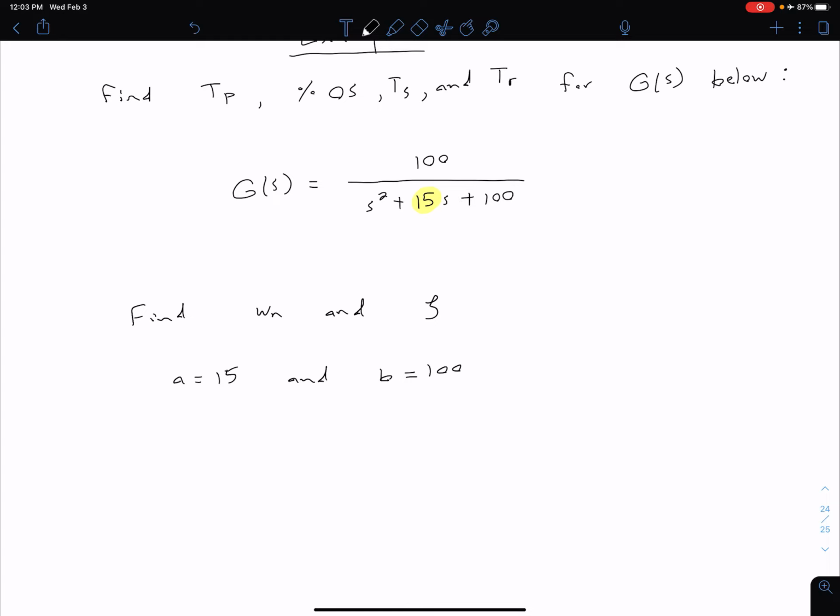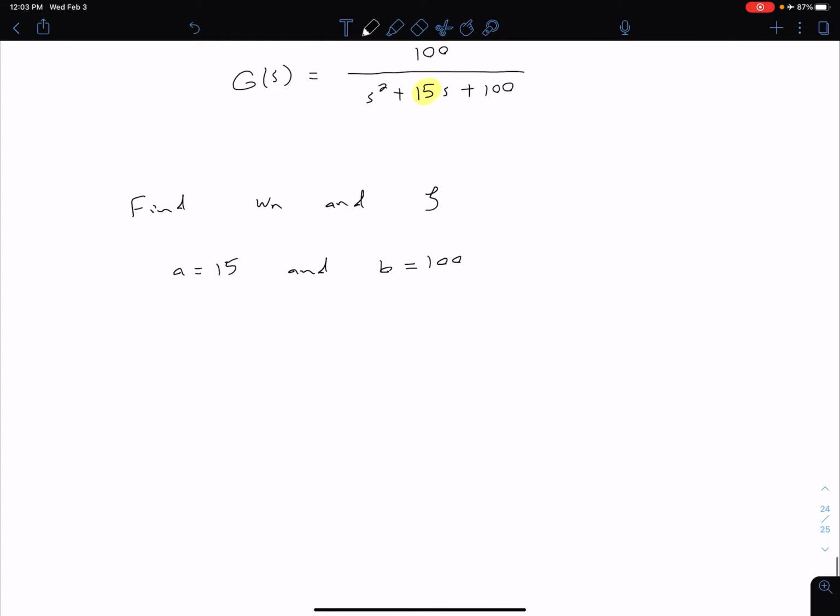So what we can do then is use equations we had found previously that relate our zeta and omega n to a and b. So we find that our zeta is equal to a divided by 2 root b. Plugging in, we have 15 divided by 2 times 10, which gives us 0.75 for our damping ratio.